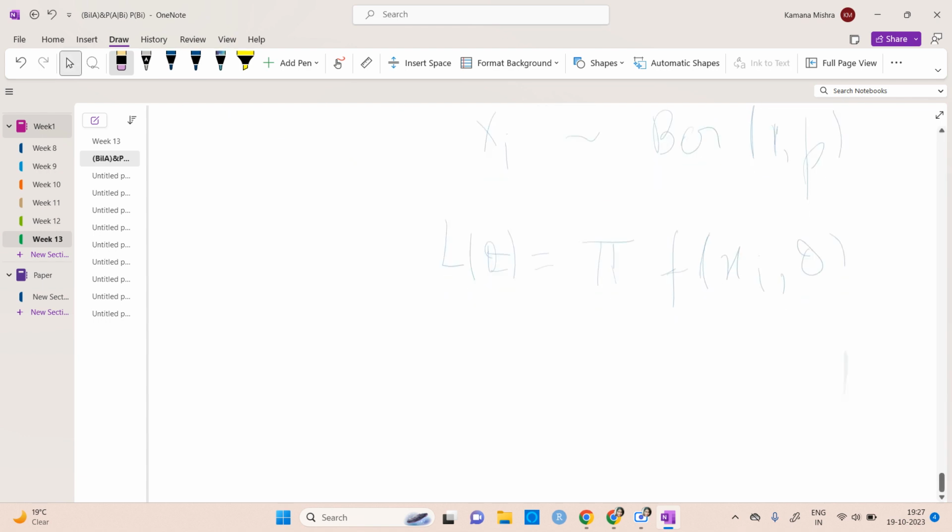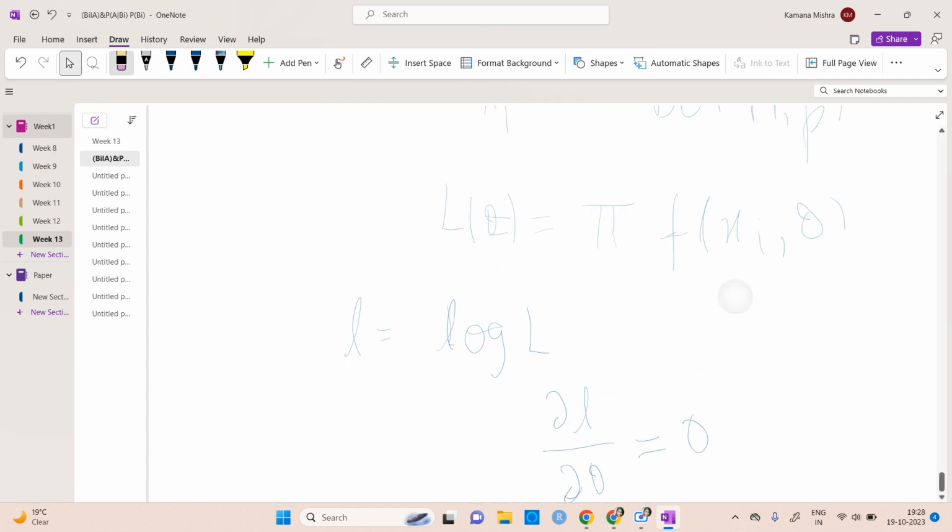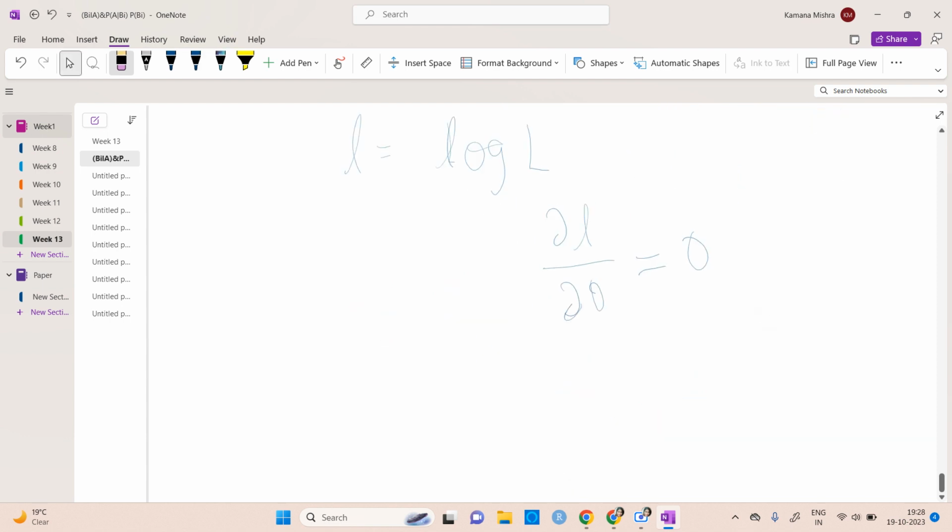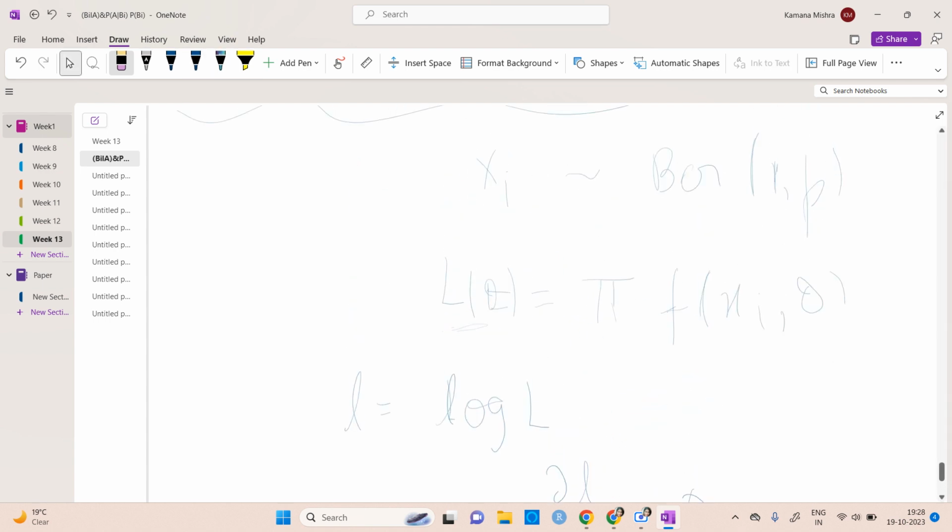So here the parameter is p, and then you have a log L, which we denote by small l. We do this just to make our calculation simple, because log L is an increasing function. When L is increasing, log L is increasing, and otherwise it will also decrease. Then we find del l by del theta and make it equal to 0. Maximum likelihood means we are finding the point that gives the maximum of the function. Once it is equal to 0, you get some values for theta, and if del 2 l by del theta 2 is less than 0 at that point, then we say this is the MLE.